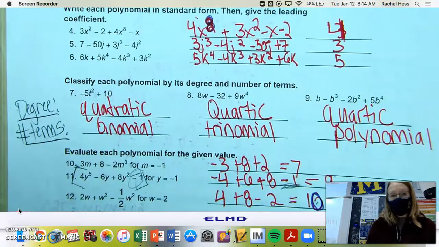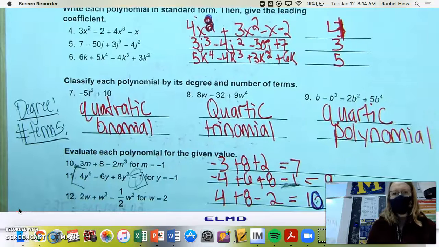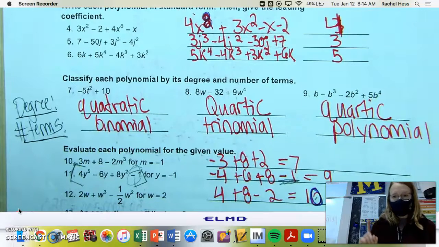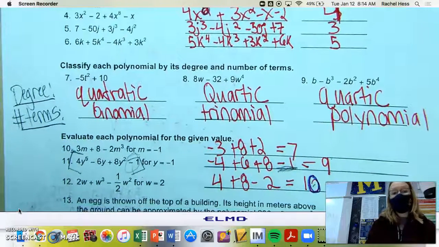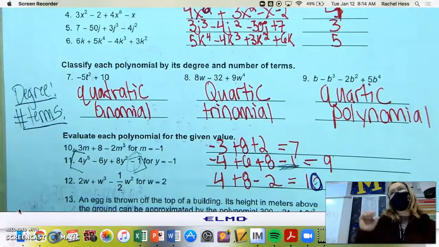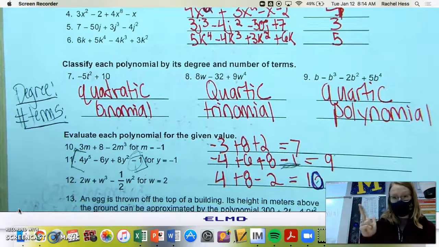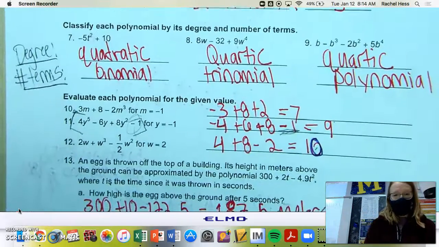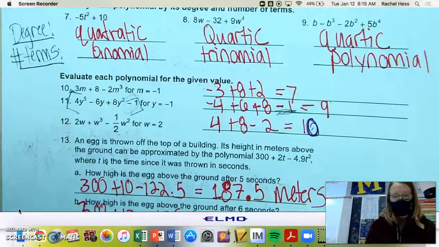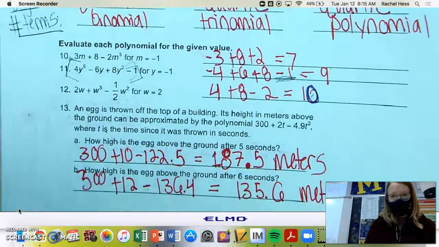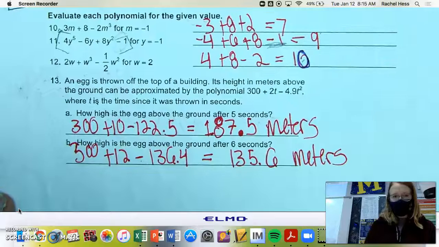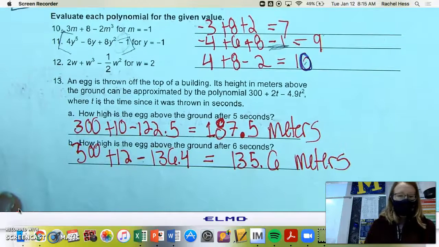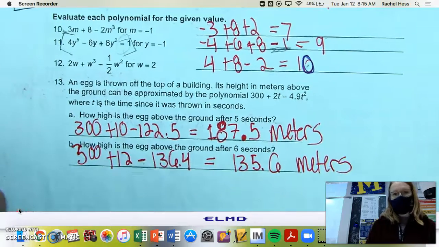And then evaluating, all you have to do to evaluate is to plug in the numbers, right? And then simplify. I think the tricky part is knowing what -1 to the third power is. That would be -1 times -1 times -1, which is -1. So these should be your answers. Remember to include units.